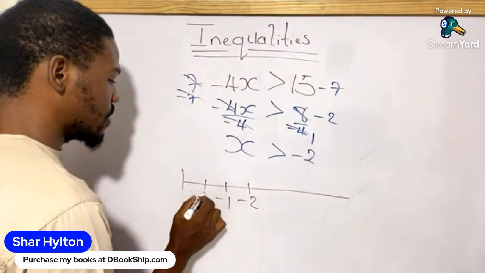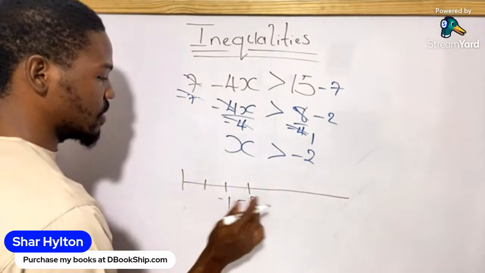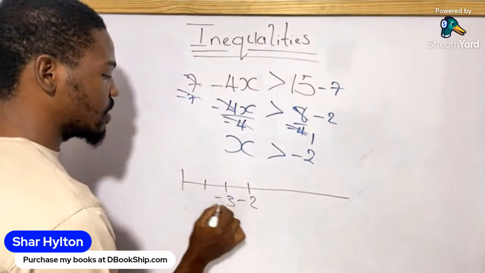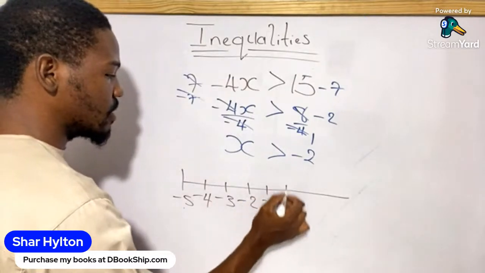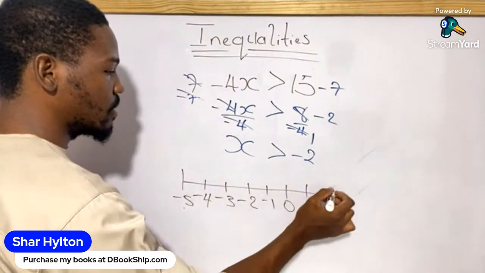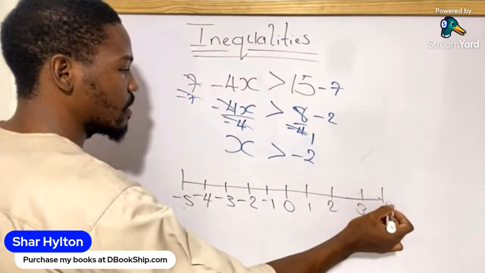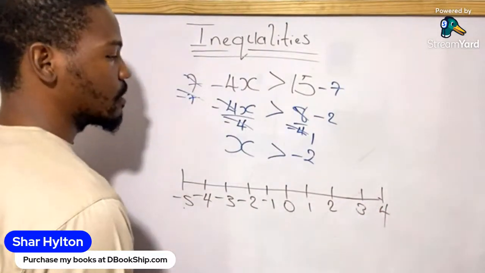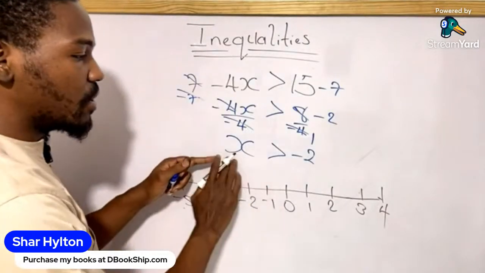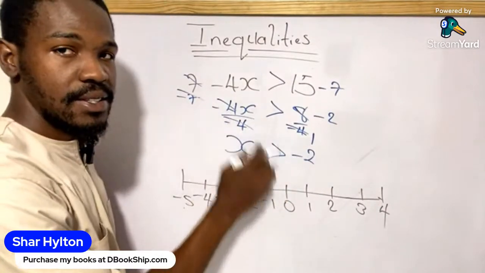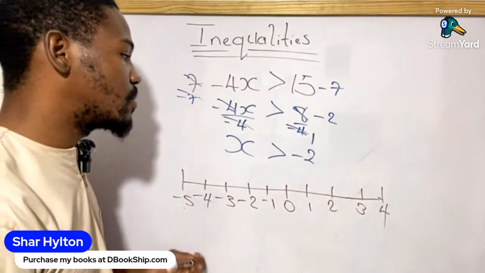I'm going to put 0 here, and wait, why did I put 0 here? It should be negative 3 rather, negative 4, negative 5, negative 1, 0, 1, 2, it's continuing 3, 4. Right? So we're going to work with that. And we're going to now put this information, we're going to reflect it on the number line. So let us do that.